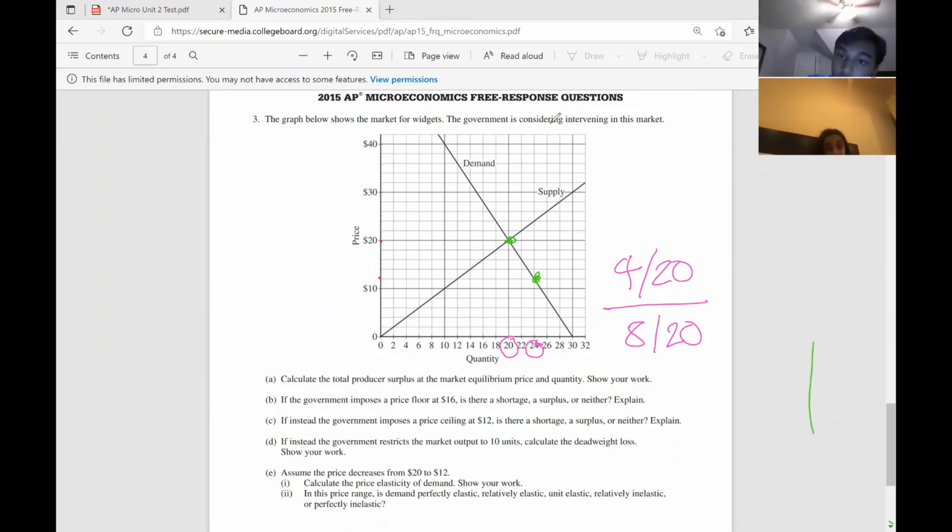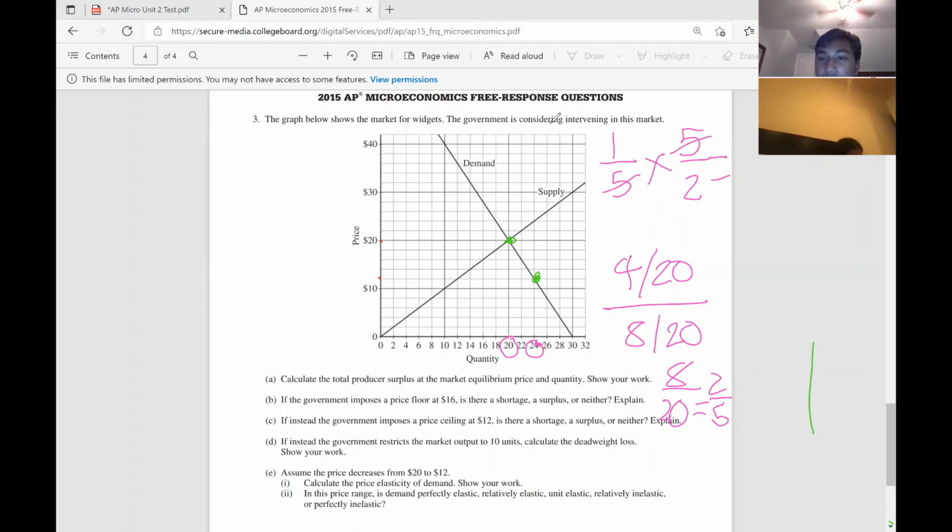Once you simplify, that's 1 over 5, and then 8 over 20 is 0.4. Wait, one second, let me make sure I'm doing this right. 8 over 20 equals, dividing both by 4, 2 over 5. So 5 over 2. If you do that, your 5s cancel out, right? And you simply get 1/2.